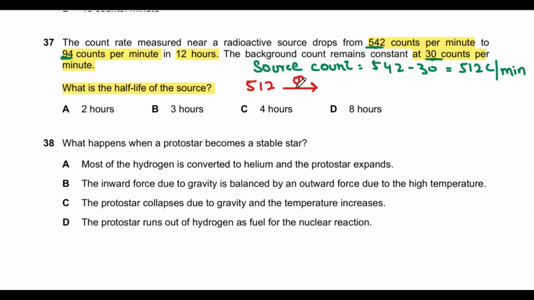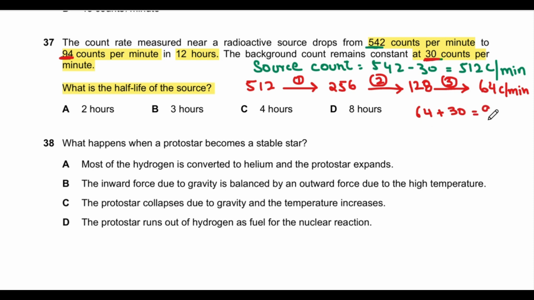In first half-life, 512 is reduced to half, that means 256. In next half-life, 256 would be reduced to half, that means 128. Again, in third half-life, it would be reduced to 64 counts per minute. Now 64 when added to 30 counts of background radiation will give us 94 counts. 64 plus 30 is 94 counts per minute. That means from 542 to 94 counts, it took 3 half-lives.